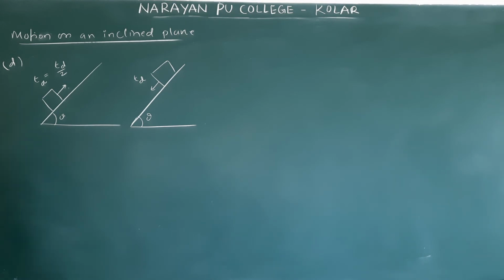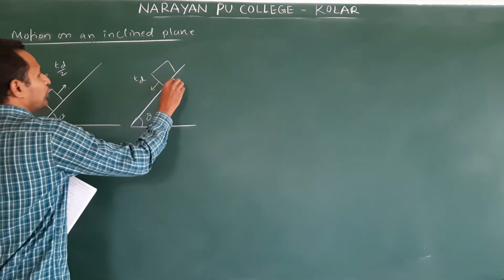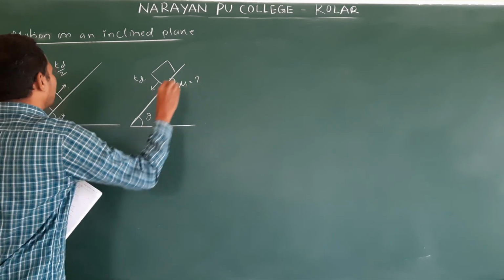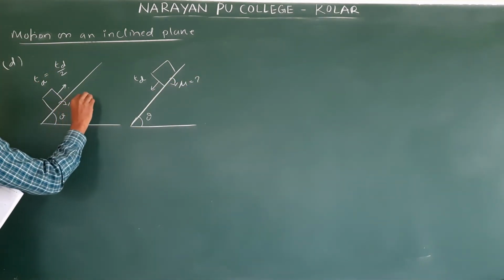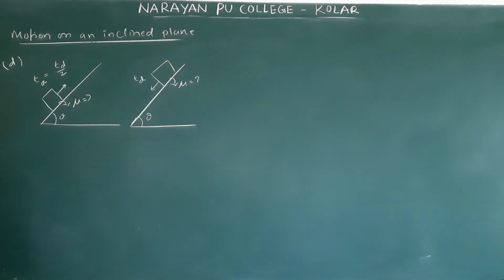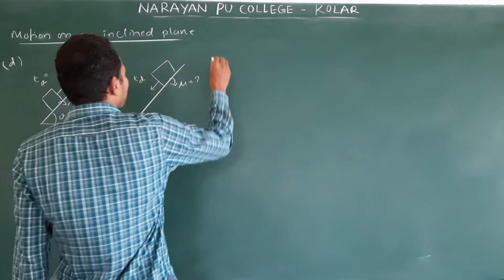Oh, sorry, they are not asking about inclination. They are asking about the coefficient of friction. Of course, the surfaces remain the same and the object is the same, so we will have the same value. So we can use time of ascent and time of descent. What is the kinematic equation for time of ascent and time of descent?